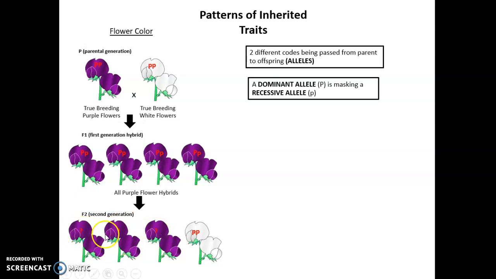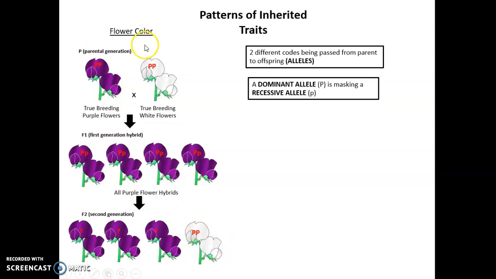But we don't know what the second allele is, because it could be big P, little p, and be purple, or it could be 2 big P's, which would be 2 dominant alleles and be purple. So we're not sure what these genotypes are. It's one or the other, but we know it's not 2 recessive alleles.